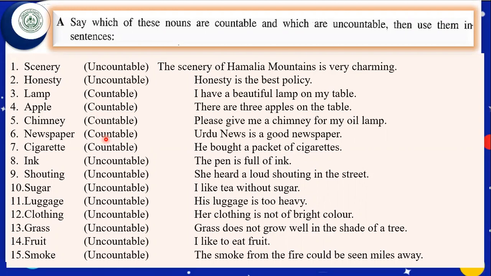What shall we do in this exercise? We shall do 2 things. First of all, we shall write the noun. Then we shall write whether it is countable or uncountable. After that, we shall use it in a sentence. Clothing, uncountable. Her clothing is not of bright color. Grass, uncountable. Grass does not grow well in the shade of a tree.